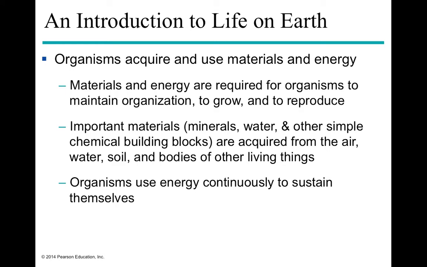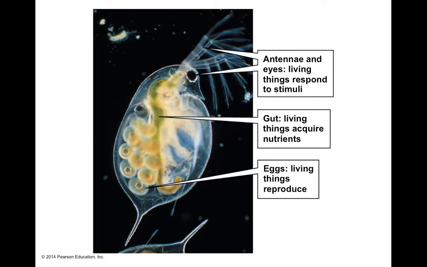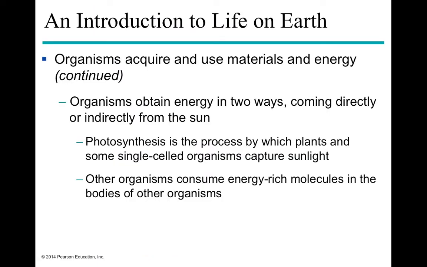The organisms are going to need this energy constantly to be able to sustain themselves. This is just depicting one of the smallest organisms and demonstrating that they too, even at the very lower levels of life, have these 6 characteristics. So here we have antennae and eyes, which demonstrate that they're responding to the stimuli around them, and the gut, which is where they're going to be absorbing nutrients and bringing in food from their external environment and excreting waste, and then eggs, which demonstrate that they also reproduce.